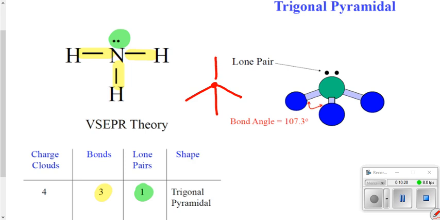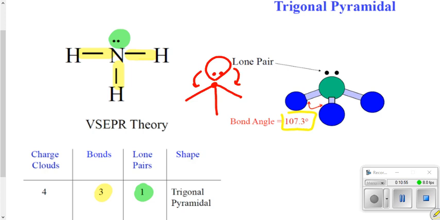When we replace one of these bonds with a pair of electrons, what we find now is that we have so many charge clouds that this electron pair actually wants to occupy a bigger area of space. It actually forces the little legs of the tripod down and closer together. So now my bond angle has been reduced to 107.3.